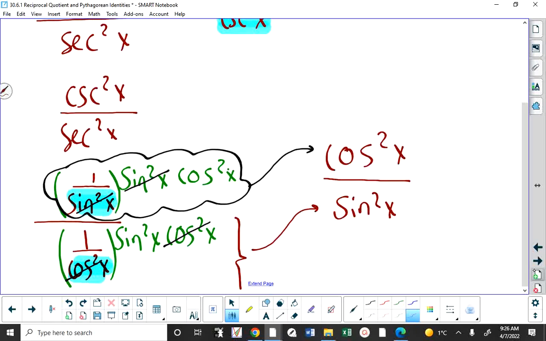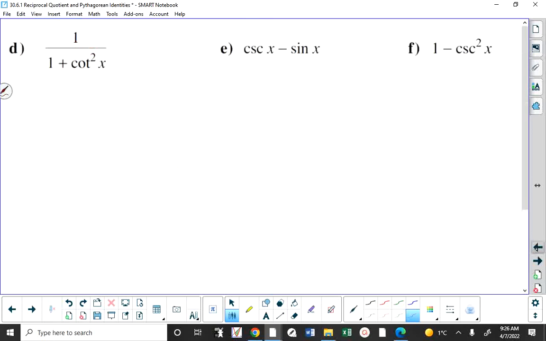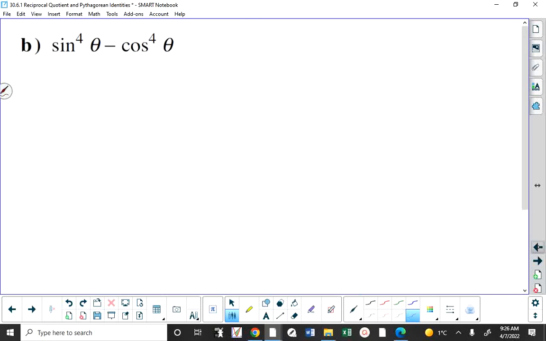And you should probably recognize that as cotangent squared of x, because cosine over sine is cotangent. So the answer is cotangent squared of x. Is that okay? Other questions? Yep. Certainly. Let's take a look at 5b.